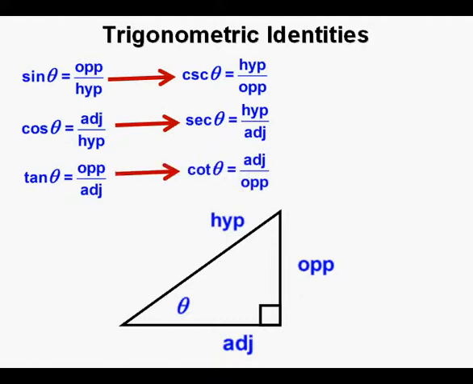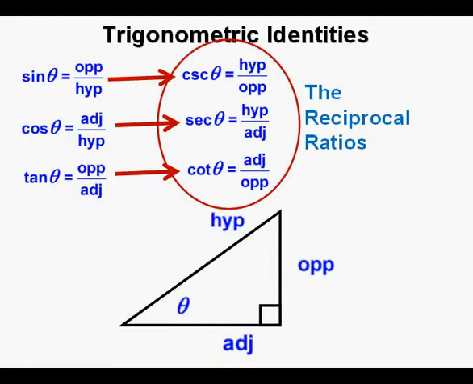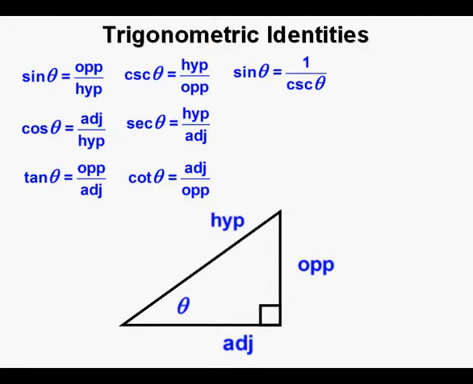And finally, the reciprocal ratio to tangent theta is cotangent theta, which is abbreviated COT theta. Since the cotangent is adjacent over opposite, it's the reciprocal of the tangent ratio. These 3 ratios together we call our reciprocal ratios because they are the reciprocals of sine, cosine, and tangent. But these ratios lead to identities.